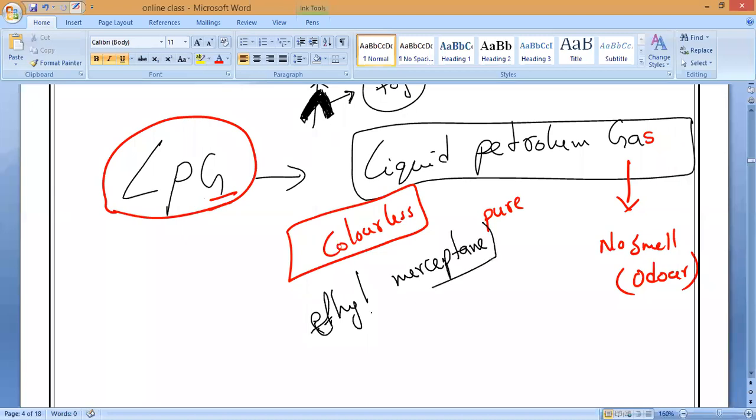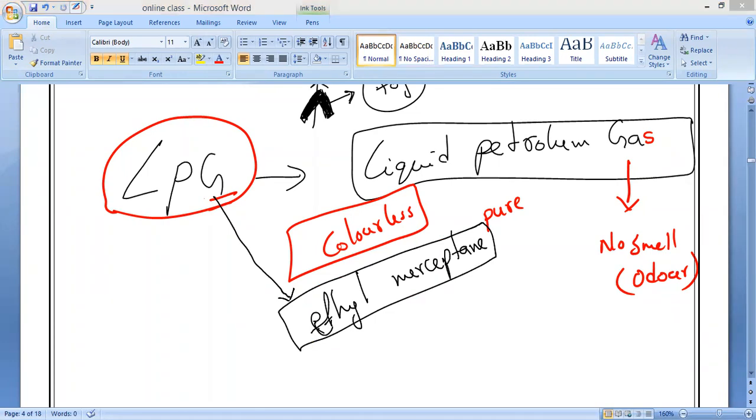Mercaptan. So they will ask you in questions, general examples, quizzes also. What is the substance which is mixed with LPG to detect the leakage of LPG? What is the substance? Ethyl mercaptan. Understand? MERCAPTAN.